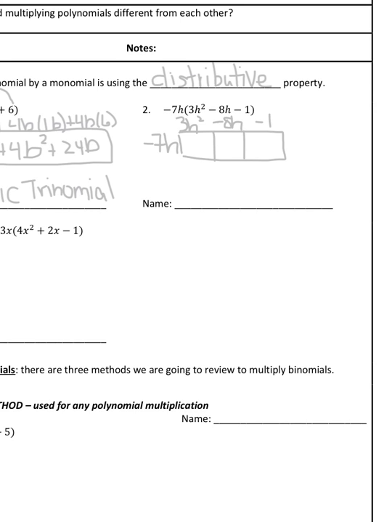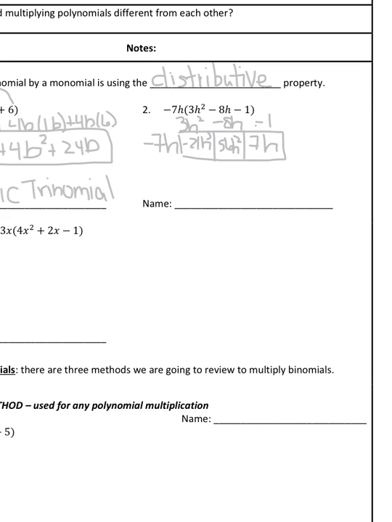Because we've got negative 7 times negative 3h squared, so that's negative 21, h times h squared, so negative 21h to the power of 3. And then we have negative 7 times negative 8h, which is positive 56h squared. And then we have negative 7 times negative 1 is positive 7h. It just lets us do that multiplication, just like a multiplication table. So negative 7h times 3h squared, negative 7h times negative 8h, negative 7h times negative 1.